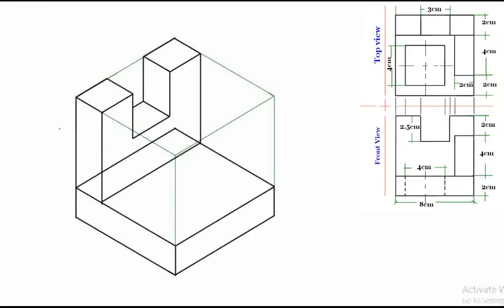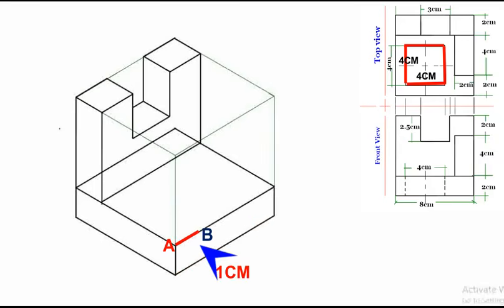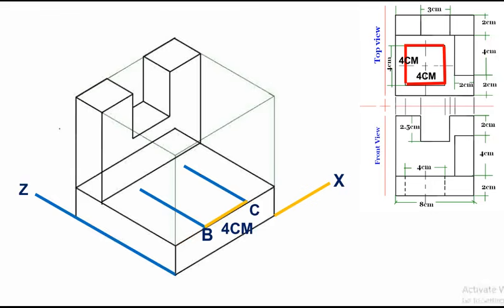Now, let's create a rectangular hole in plane L, which is parallel to the x-axis and visible from the top view. The hole should measure 4 centimeters by 4 centimeters. Move 1 centimeter from point A towards the x-axis and mark it as point B. Then measure 4 centimeters from point B to point C. Draw a line parallel to the z-axis from points B to C.